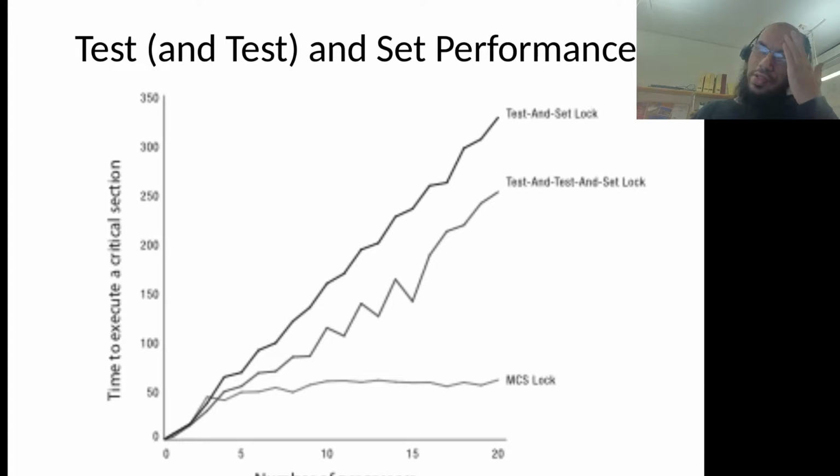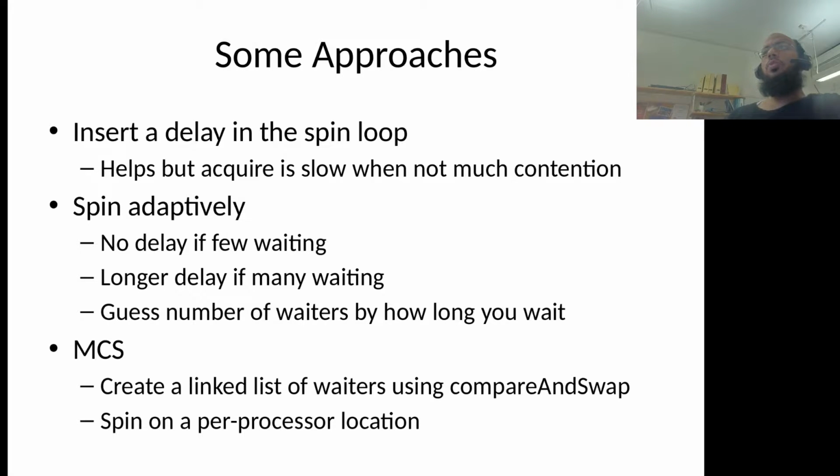So this is the curve that we showed last time on how MCS locks perform versus if you just use test and set locks. We talked about test and set, but we have not talked about that in depth, but it's pretty well described in the book, and it's not really something that we need to talk about. And as you see, as the number of processors increases, then the time required increases. So let's look at some of the approaches.